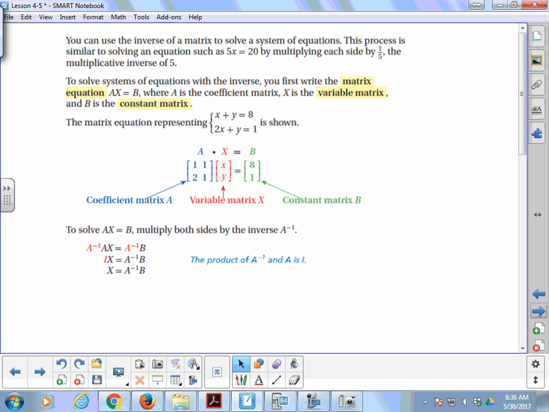You can use the inverse of a matrix to solve systems of equations. This process is similar to solving equations such as 5x equals 20 by multiplying each side by 1/5, the multiplicative inverse of 5. With matrices, you can't divide, but you can multiply by the inverse. Instead of dividing by 5 with 5x equals 20, the same thing is multiplying by 1/5.